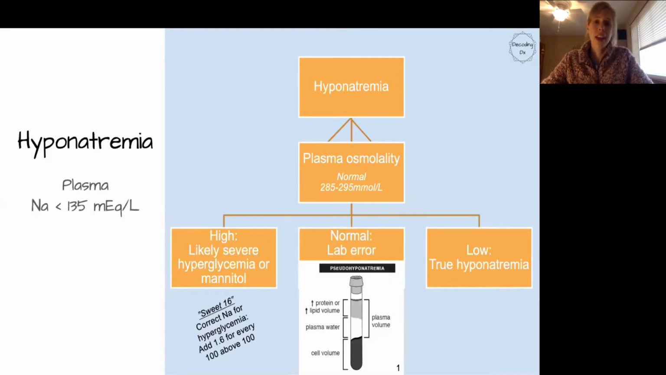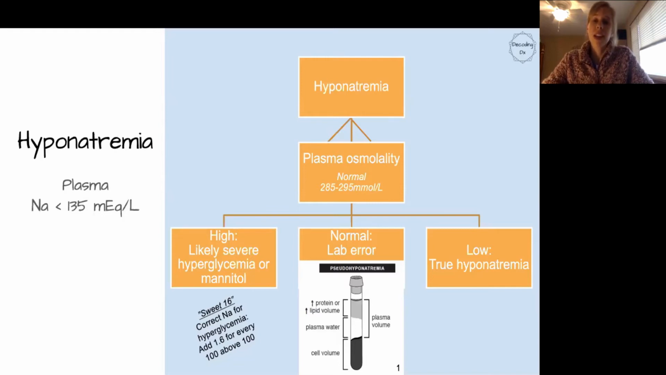The next option is that the osmolality is normal. In this case, it's a lab error. The reason this happens is normally because there's high protein or high lipids in the blood. The way the lab reports the plasma sodium is as sodium over plasma water, as you can see in this part of the picture. But what it actually measures is sodium over plasma volume, which is the entire plasma, including the protein or the lipids. So when those are excessively elevated, it causes a false number.